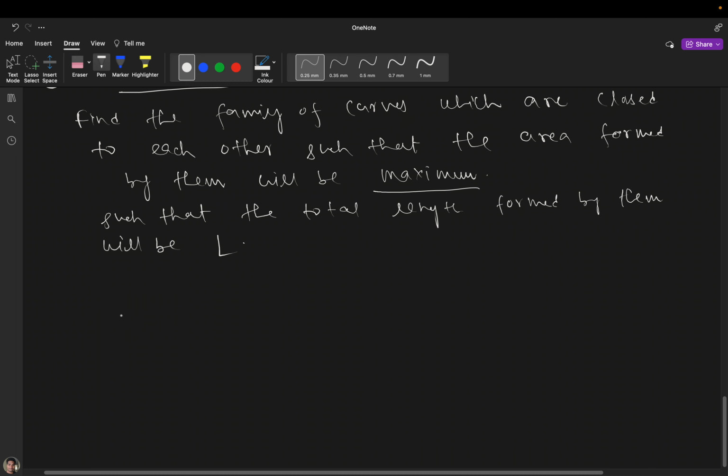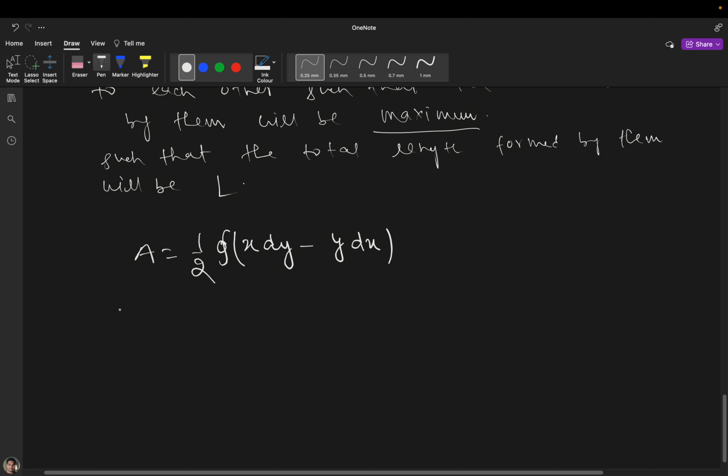So here, what is the functional? The functional is that we have to maximize the area. This is the expression of area. And here, what is the constraint? The constraint is L. We already know L.